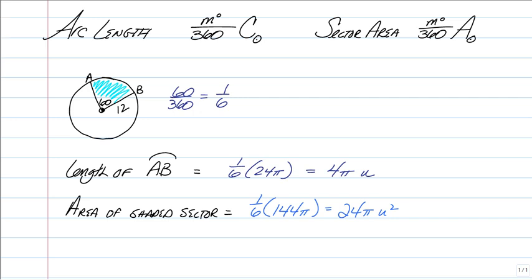Remember, arc length and sector area, it's just a part of a circle. So all you have to do is take how many degrees of that circle you want and divide it by 360. Then just use your circumference formula and your area formula, and you will be good to go.